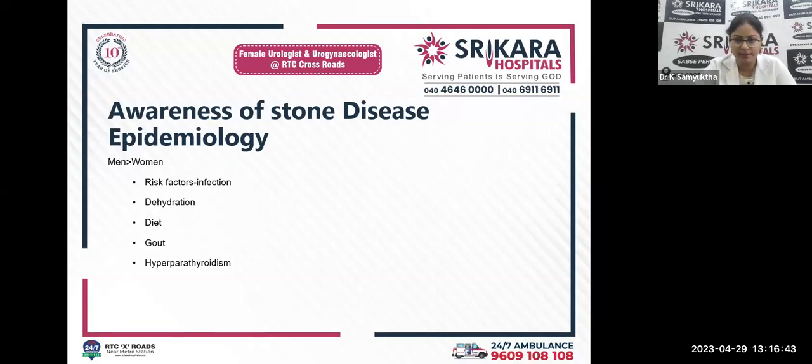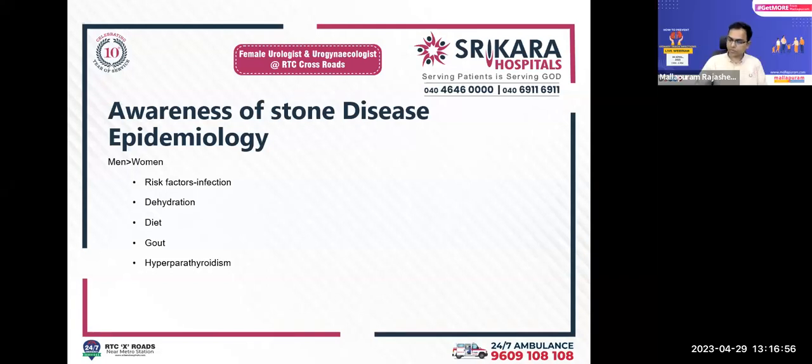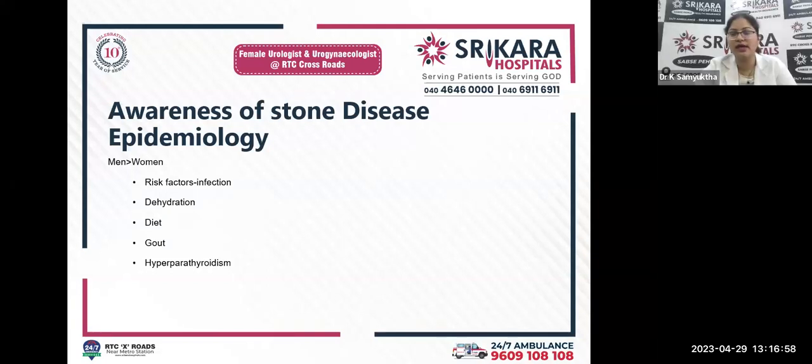Your diet also matters in certain people who are genetically prone to formation of stones. In them, oxalate-rich food can be a problem. Now, what is oxalate-rich food? Tomato, palak, beetroot, chocolates, spinach. All these are high oxalate-containing foods. Having these kinds of foods can result in stone formation in them.